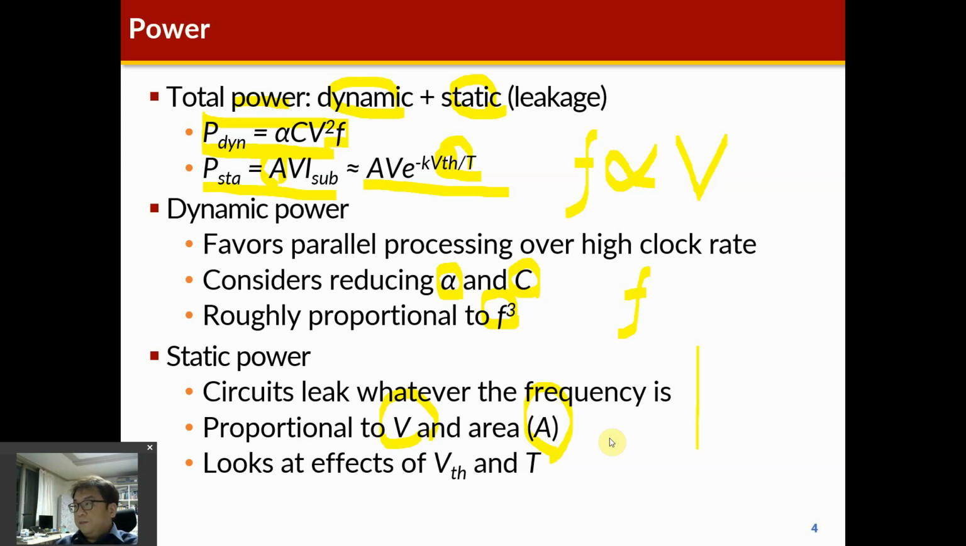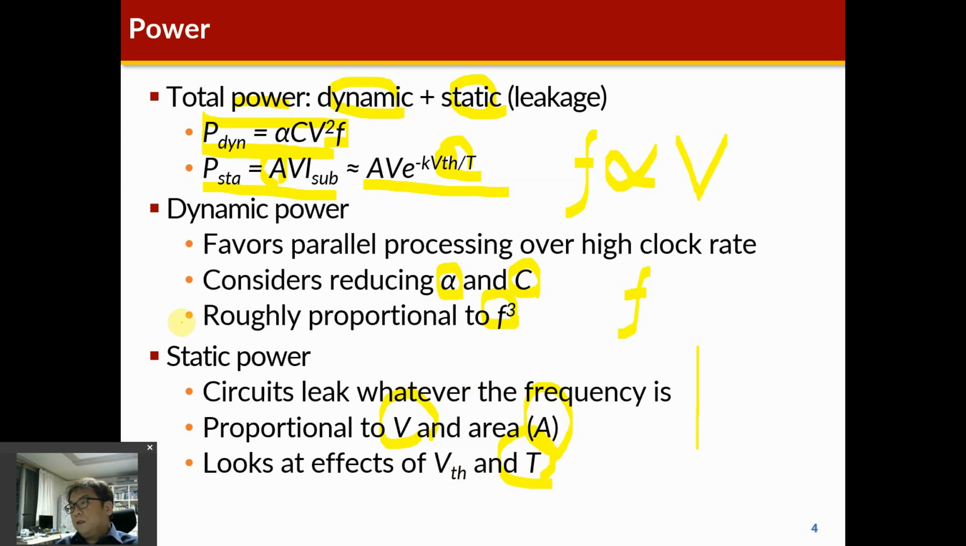And then this leakage current is related to the temperature T. If the temperature is high, then the leakage current also increases. And if the temperature is low, the leakage current decreases.